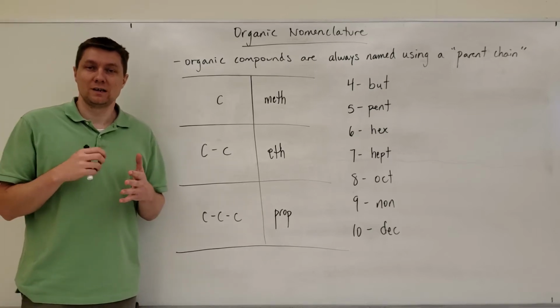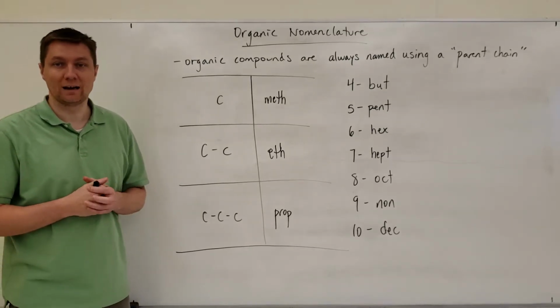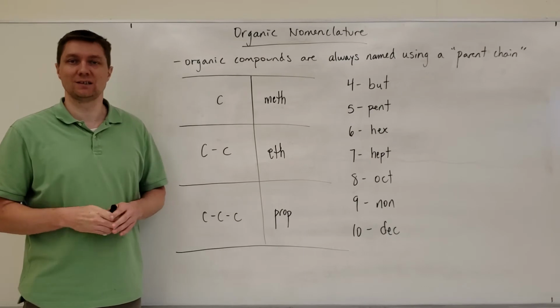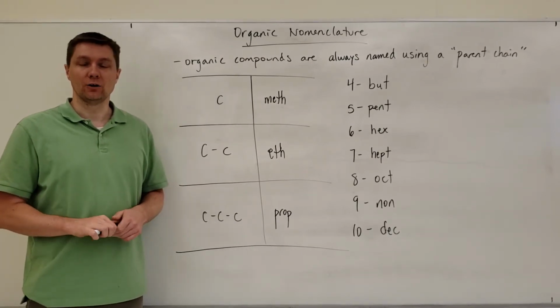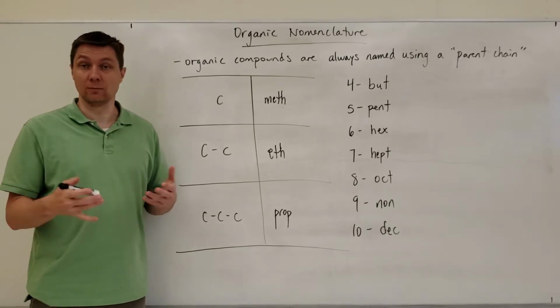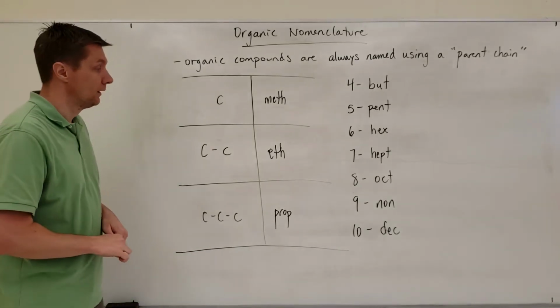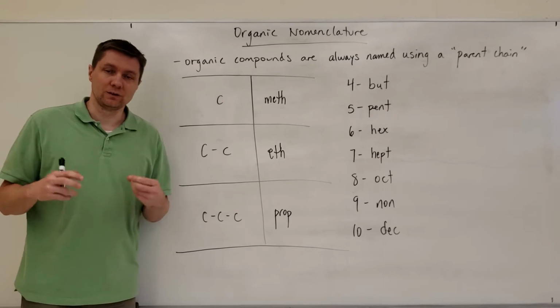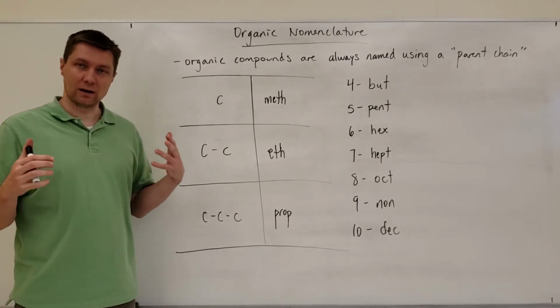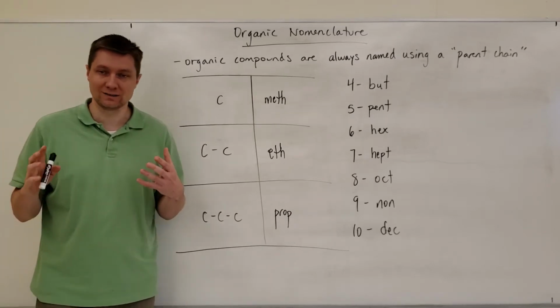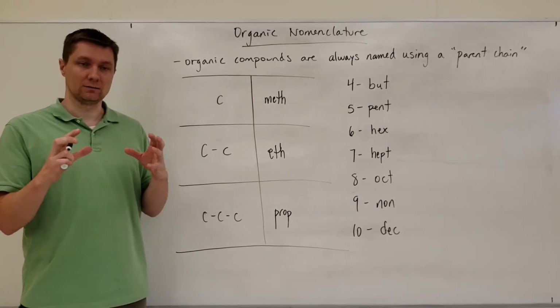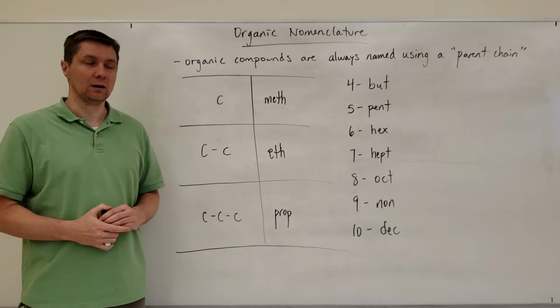All right, guys, so we're going to take a look at what's called organic nomenclature, which is just a fancy chemistry way of saying we're going to learn a new naming system of naming organic compounds. And so the thing that we need to understand first about organic naming is that organic compounds are always named by using a parent chain.